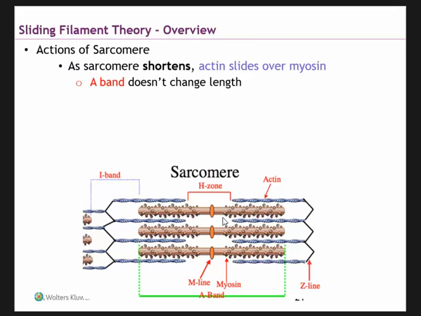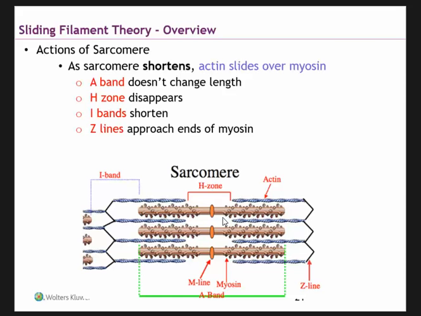All right, so let's summarize all of that we just went over. So when the sarcomere shortens, we already know that actin slides over myosin towards the M line. So the A band does not change because the myosin does not move. The H zone disappears because actin slides into it, and the I bands on the outside shorten because actin is leaving the outside and moving towards the middle. And then the Z lines also approach the end of the myosin, which is about right here.